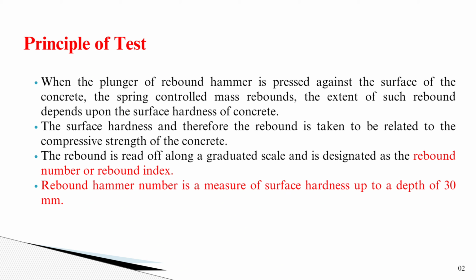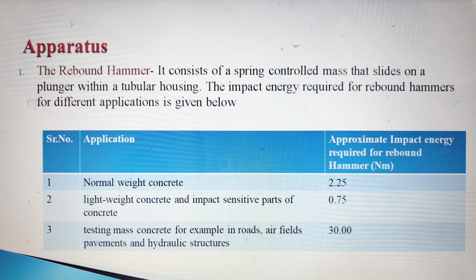The apparatus used for this test. Rebound hammer number is a measure of surface hardness up to a depth of 30 mm. This is the rebound hammer. It consists of a spring controlled mass that slides on a plunger within a tubular housing. The impact energy required for rebound hammers for different applications is given below.